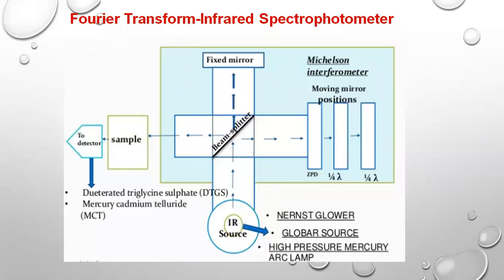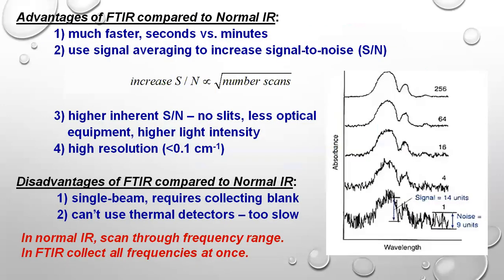This is the block diagram of FTIR spectrophotometer. In this, the detector used is deuterated triglycine sulfate or mercury cadmium telluride. The basic principle of Fourier transform spectrophotometer is totally based on physics concepts, but we can simply say that Fourier transform is a technique which can convert the frequency domain spectrum into time domain spectrum. This is the main advantage of FTIR spectrophotometer.